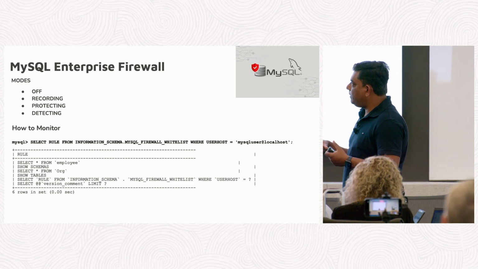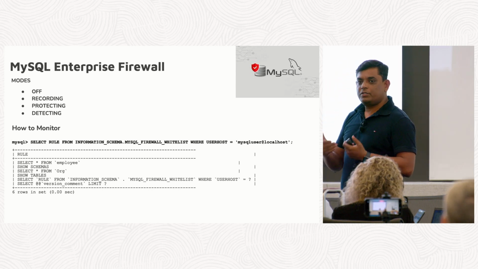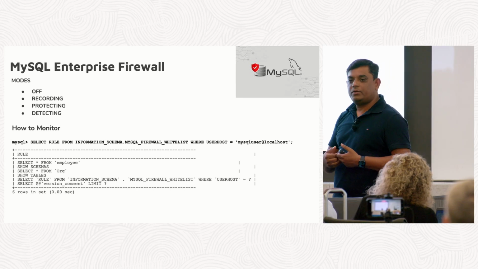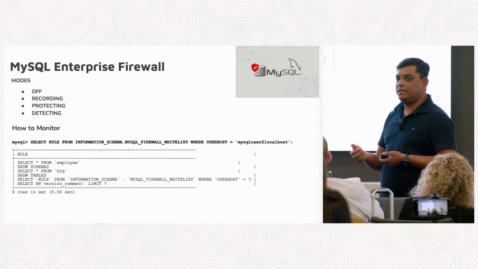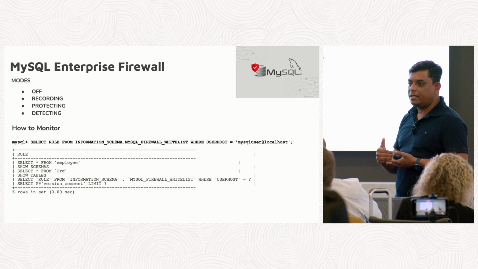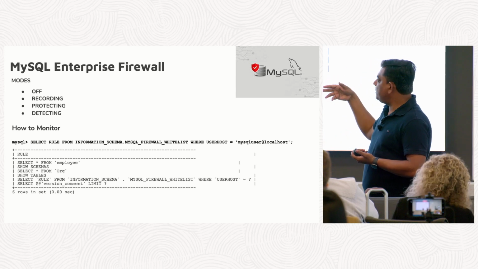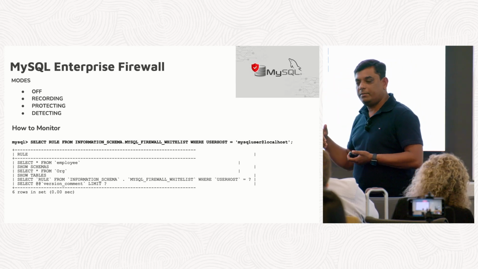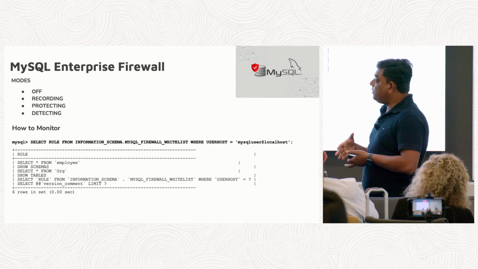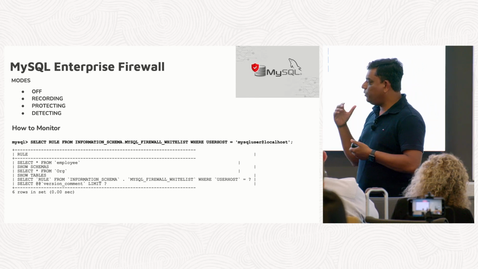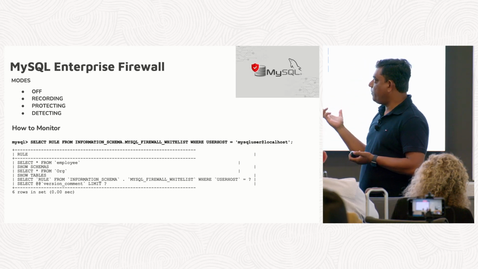once you install the plugin and you start observing the database, by default it is off, but you have an option to record. You don't need to do anything. You just want to see what actually happens on my database day to day, who connects, what activities they are doing. Whenever you do that, it will log all this information in the firewall whitelist table, so you can see what is actually happening on my database. If you think you have recorded everything and you know all the statements in your database, then go ahead and use the protection mode.